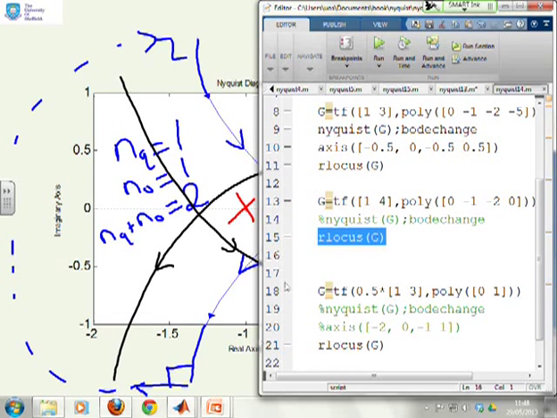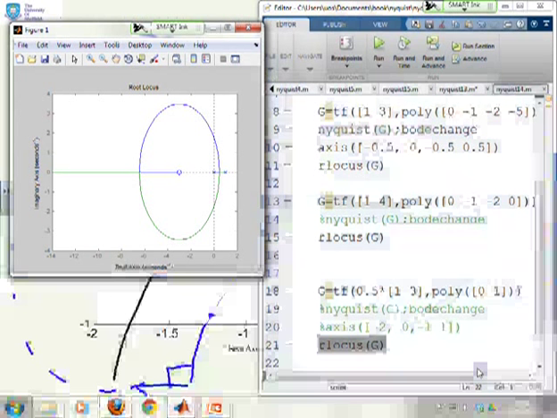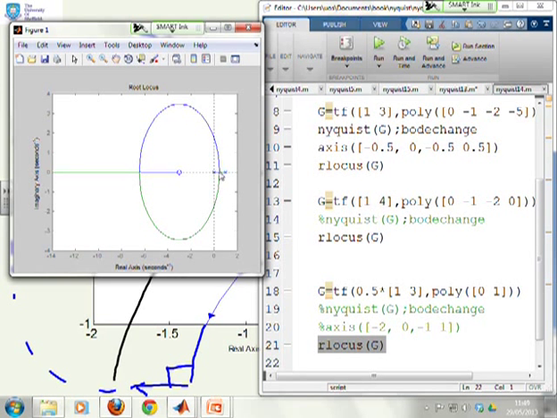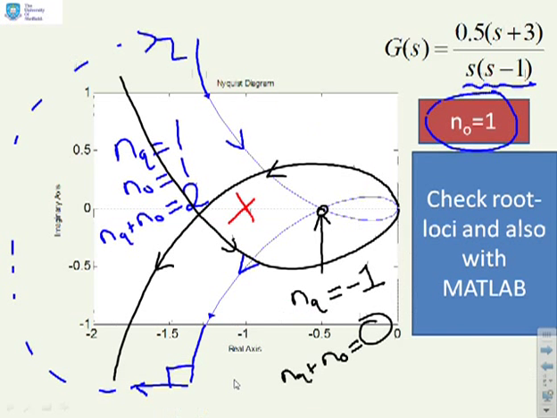So here's the system down here. And let's look at the root loci and see what the root loci tells us. And what do you see? You see for small values of k, you've got two poles in the right half plane. If I make it a bit bigger in case you can't see, you can see over here, two poles in the right half plane for small values of k. As k increases, the poles move into the left half plane and you become closed loop stable. So the root loci has told you the same thing that the Nyquist has told you.